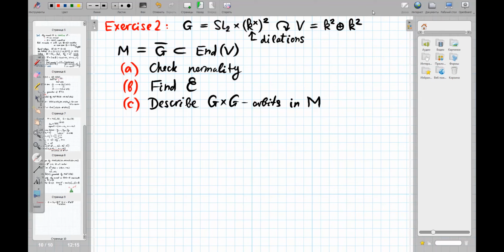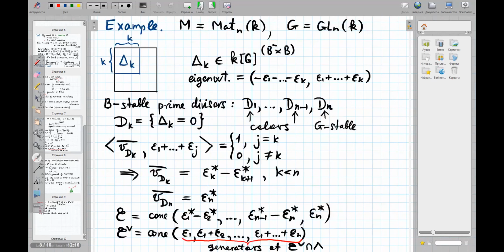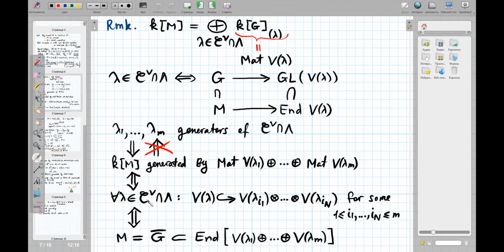Well, are there more questions? Well, normality here. How can we check normality? It is a good question. Well, I think that you can try the following. You can try to compute the coordinate algebra of this M. Yeah, I mean, I can give you some hints. You can try to compute the coordinate algebra of M just by arguments of this type.